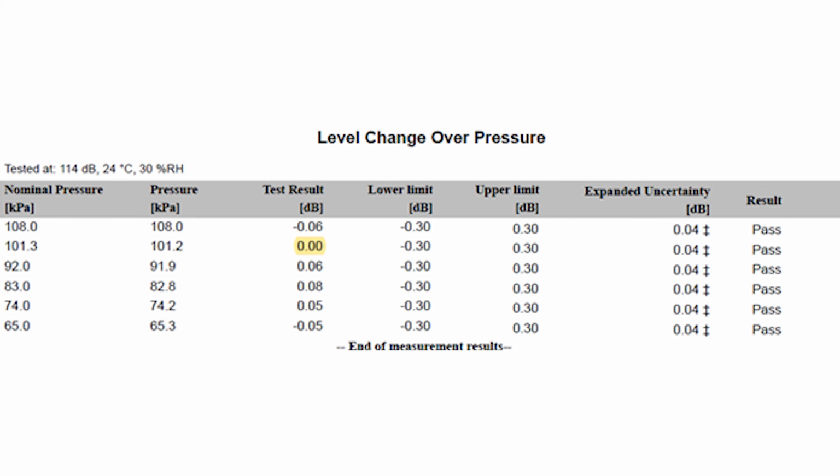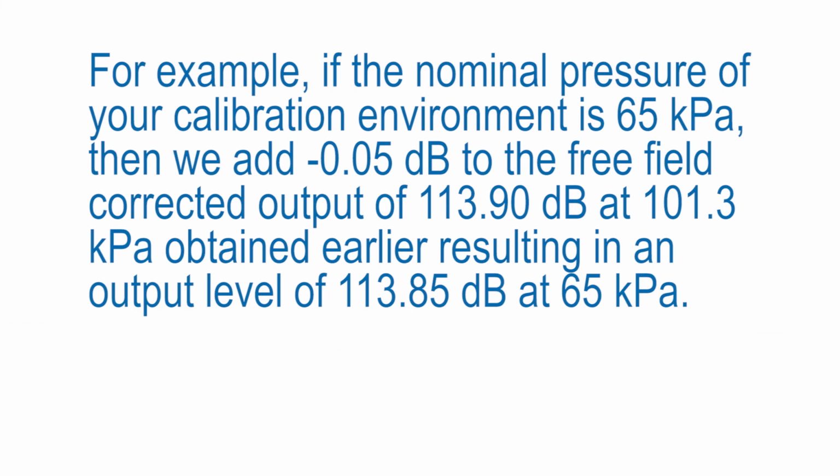Here's a sample calibration sheet showing the output level change over a range of pressures for demonstration purposes. The corrections can be added to the level obtained in the previous step to get the actual level of the CAL200. For example, if the nominal pressure of your calibration environment is 65 kilopascals, then we add negative 0.05 decibels to the free field corrected output of 113.90 decibels at 101.3 kilopascals obtained earlier, resulting in an output level of 113.85 decibels at 65 kilopascals.